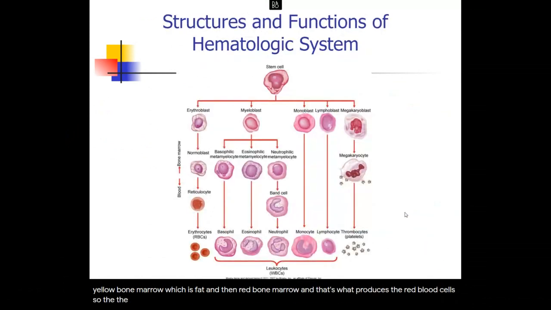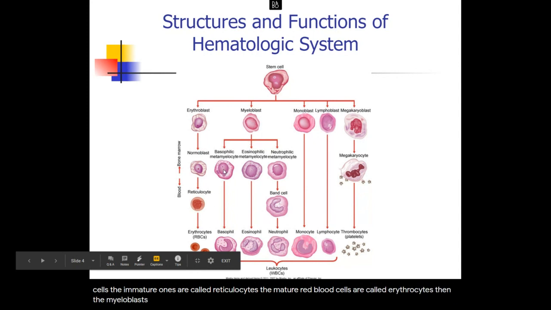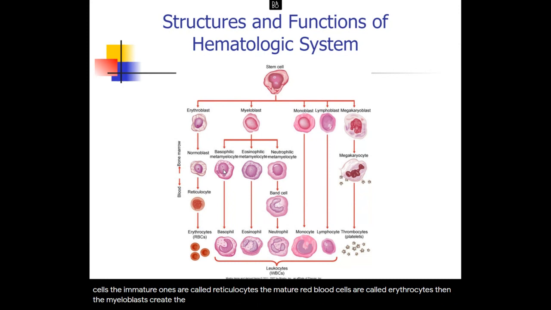So the different cells all originate from the stem cells. Erythroblasts become red blood cells. The immature ones are called reticulocytes. The mature red blood cells are called erythrocytes. Then the myeloblasts create the granulocytes, the granular blood cells.